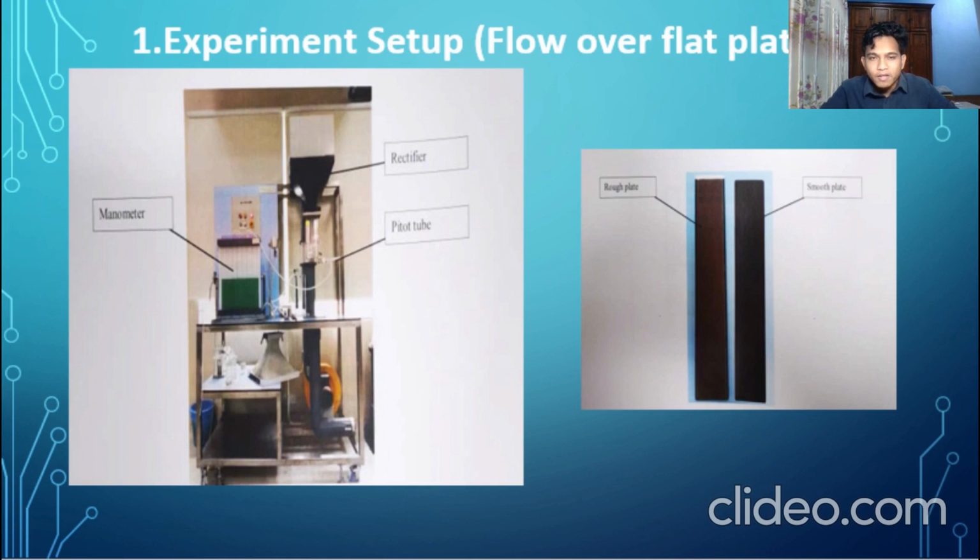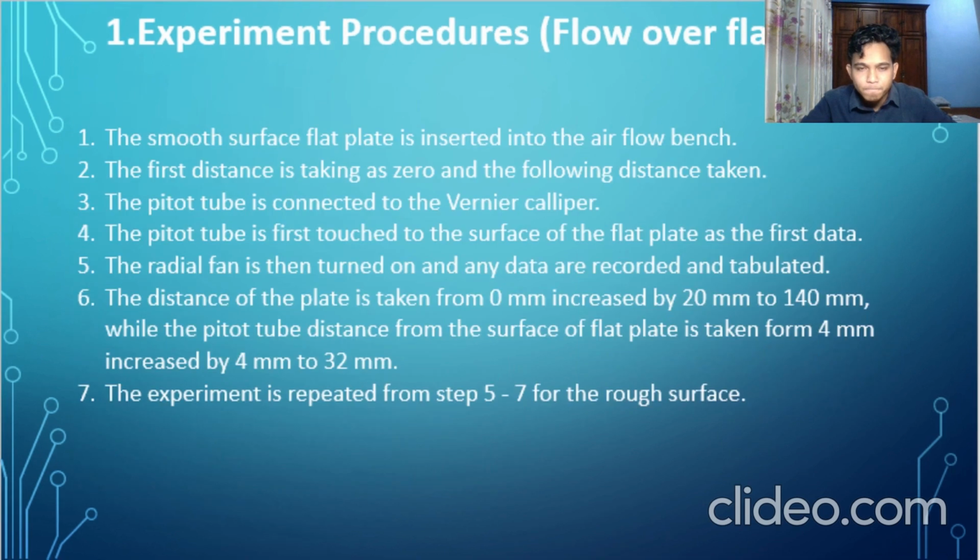As you can see in this slide, this is the experiment setup for experiment number 2, flow over flat plate. As you can see, this is the sample for the plate. We have two different surfaces, a round surface and a smooth surface. Okay, for the experiment procedure, first the smooth surface plate is inserted into the airflow bench. Second, the first distance is taken as 0 and the following distances are taken.